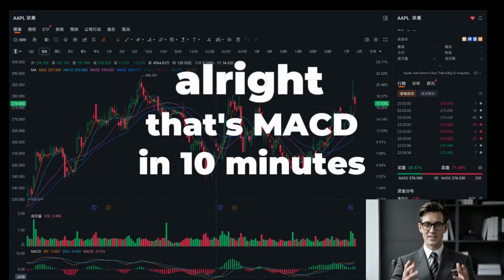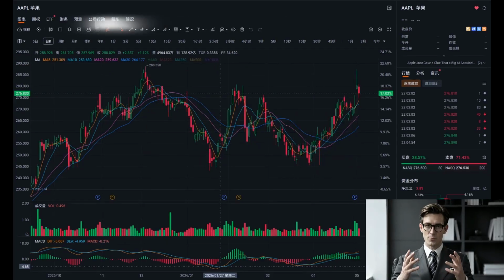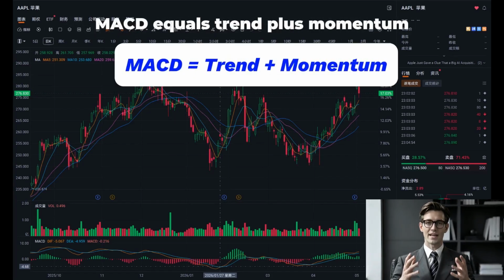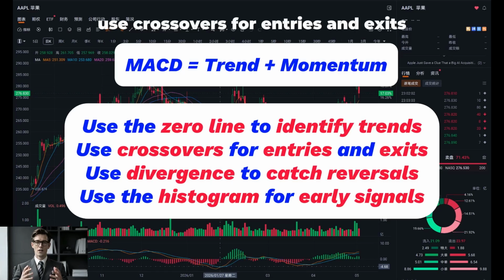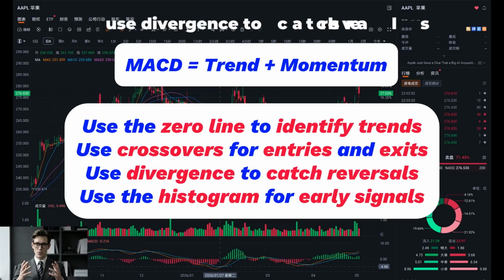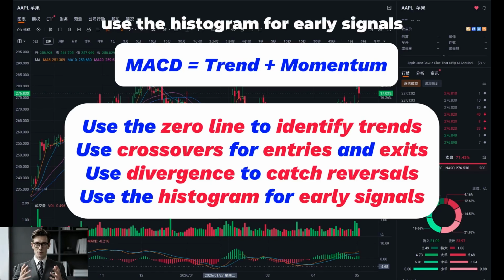All right, that's MACD in 10 minutes. Let's summarize. MACD equals trend plus momentum. Core usage: use the zero line to identify trends. Use crossovers for entries and exits. Use divergence to catch reversals. Use the histogram for early signals.